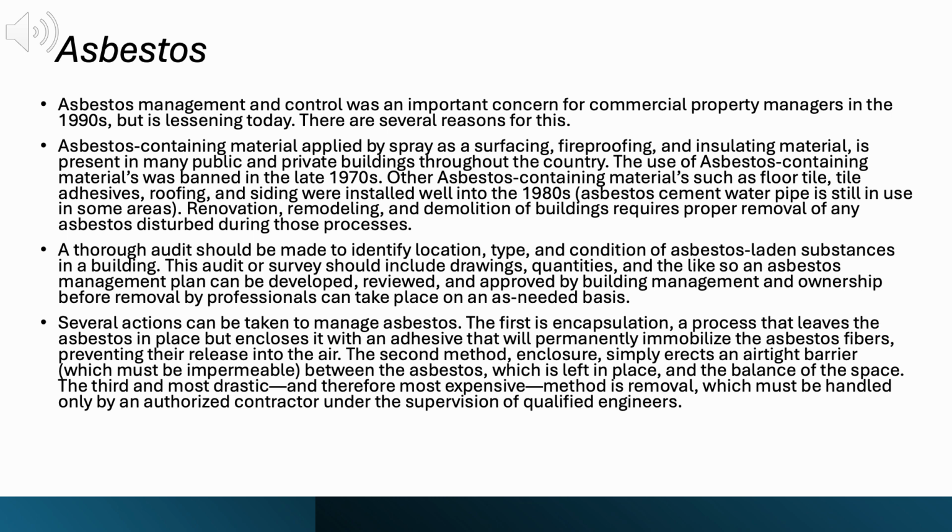Several actions can be taken to manage asbestos. The first is encapsulation, a process that leaves the asbestos in place but encloses it with an adhesive that will permanently immobilize the asbestos fibers, preventing their release into the air. The second method, enclosure, simply erects an airtight barrier, which must be impermeable, between the asbestos which is left in place and the balance of the space.